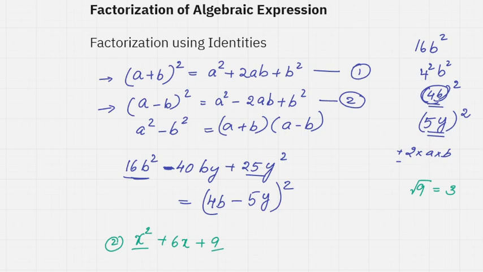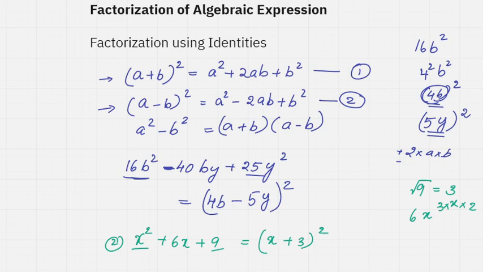Now you will go for the middle term. Here the middle term is 6x. The square root of the first term is x and the square root of the last term 9 is nothing but 3. So we will have 3 into x, and you have to find the double of this, that is 6x. So all the conditions are satisfied. So this can be written as x plus 3 the whole square.